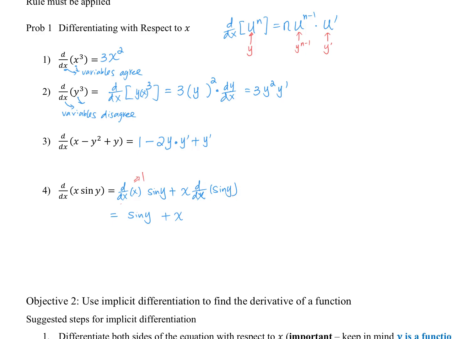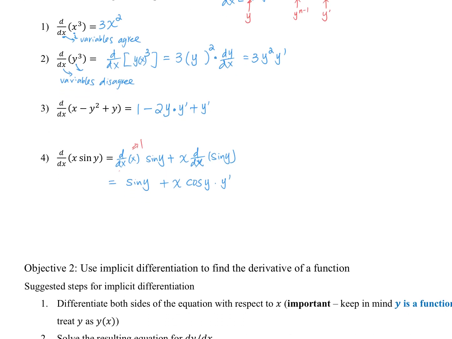inner function is the y, the outer function is sine of u, right? The inner function u is equal to y. The derivative of sine is cosine, so cosine of y times the derivative of y, which is y prime. So this is the derivative of this product. Again, the trick is always think of y as a function of x. When you find the derivative of that, when the variables do not agree, use the chain rule.